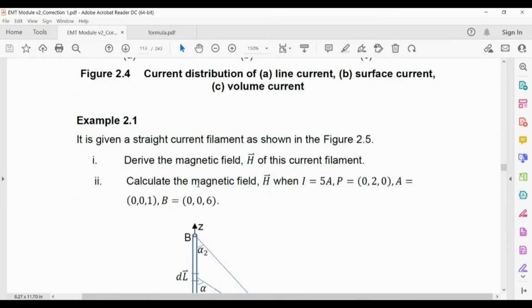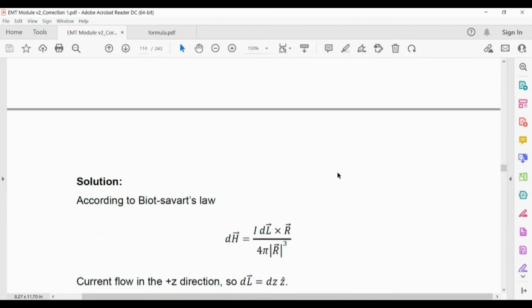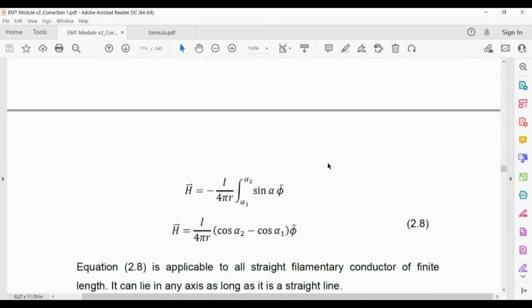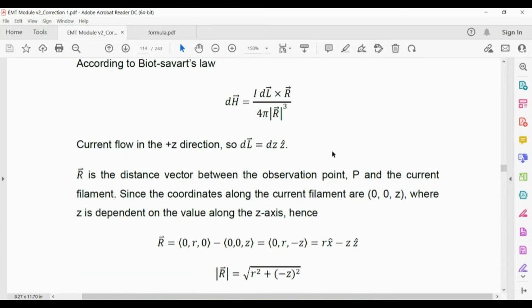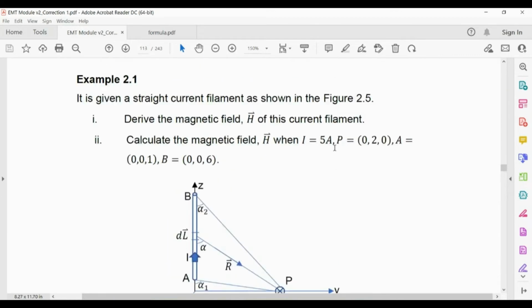Now you have to calculate the magnetic field H when I is 5 ampere, P is this one, and A is this, B is this. So we have to replace the values into it. All right, never mind. Let me snap this one.